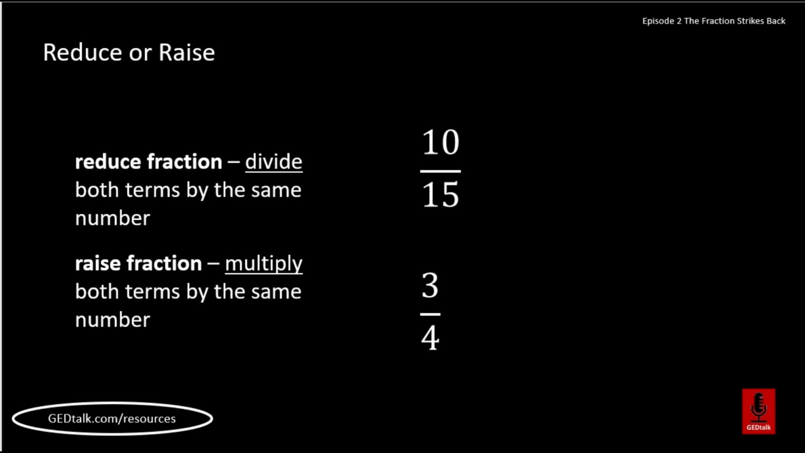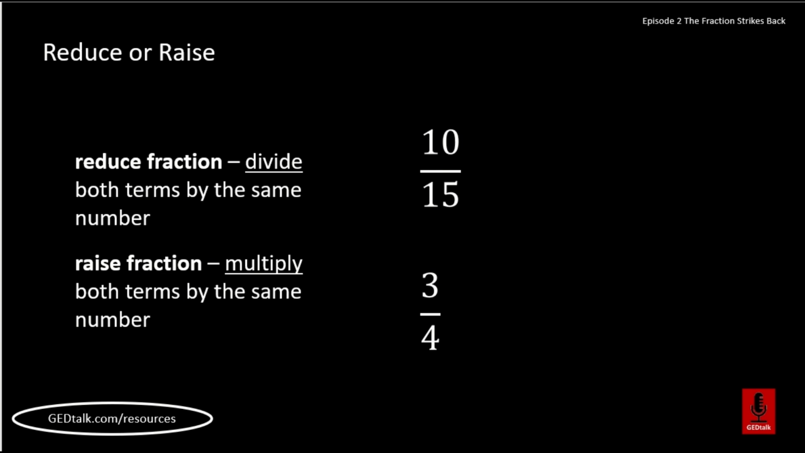So before we jump into learning and completing different operations with fractions, I want to make sure that you know how to reduce or raise a fraction. So understand that on the math exam, all of the answers that are in a fraction form will be in the lowest terms. And that's when you reduce fractions.